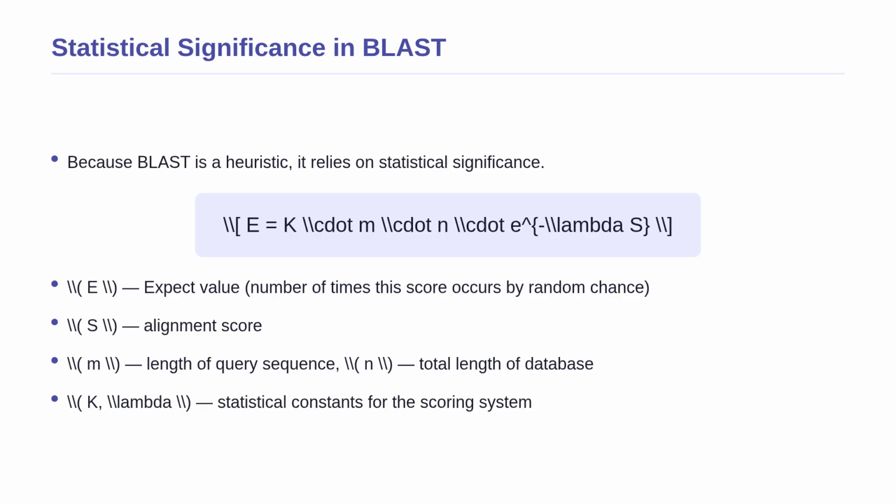The most important relationship here is between the alignment score S and the e-value. As your alignment score increases, the exponential term becomes very small, driving the e-value closer to 0. A lower e-value means a highly reliable match.